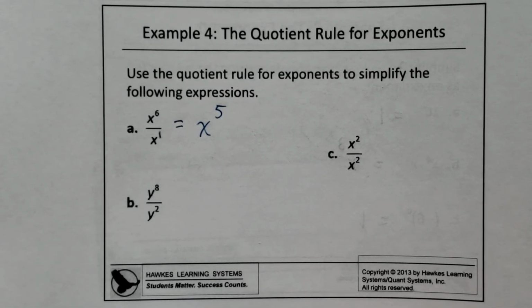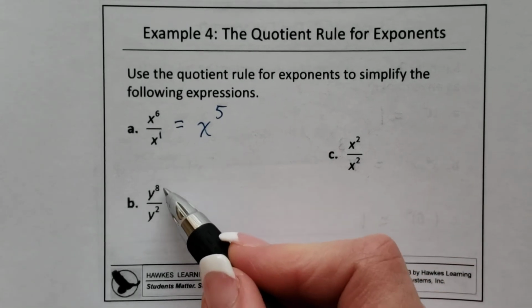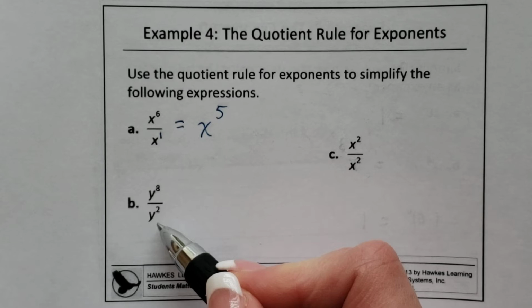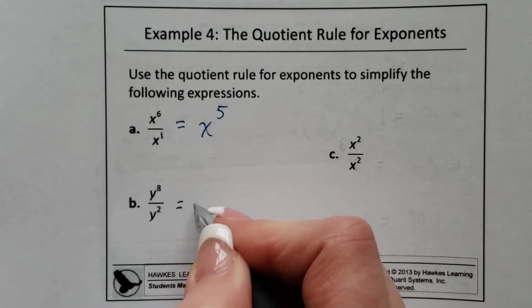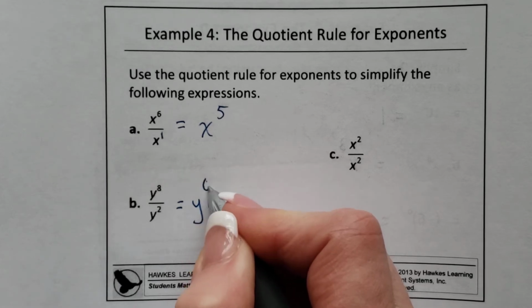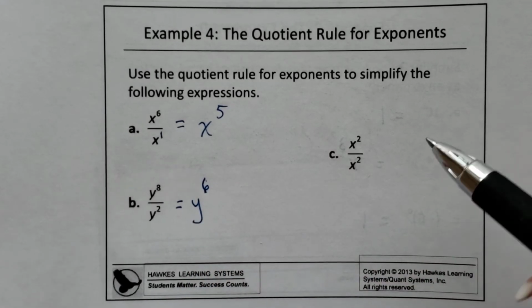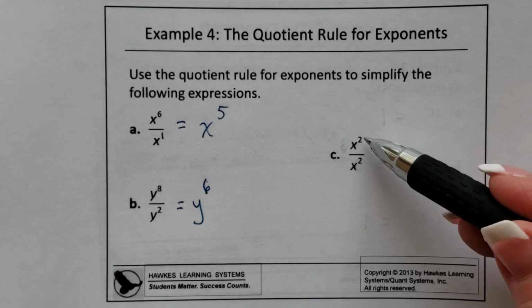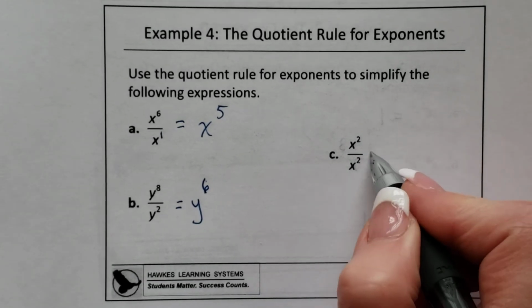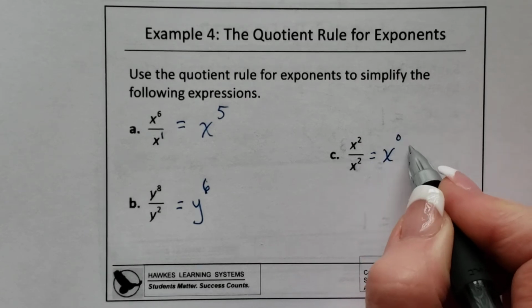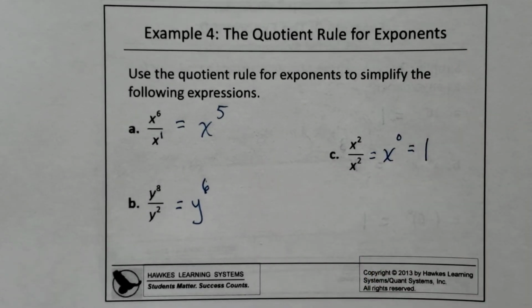All right, letter B is y to the 8th divided by y to the 2nd power. The rule tells us that we're going to subtract the exponents. So the answer is y to the 6th. And then letter C, 2 minus 2 is 0. X to the 0 power is 1.